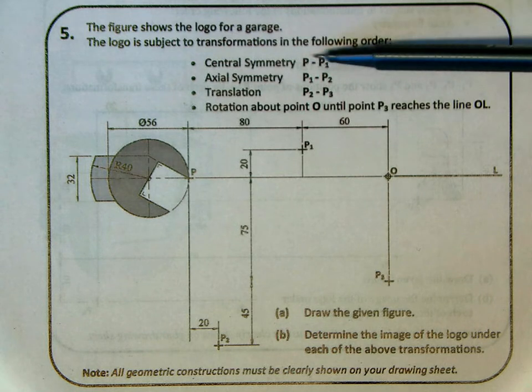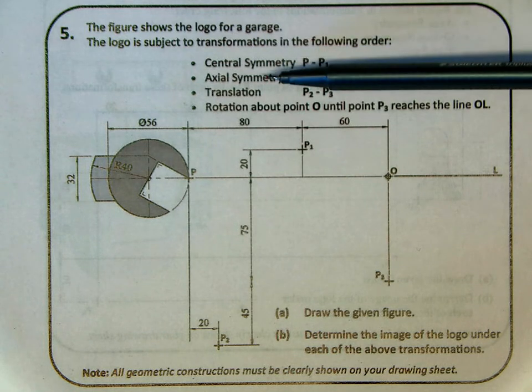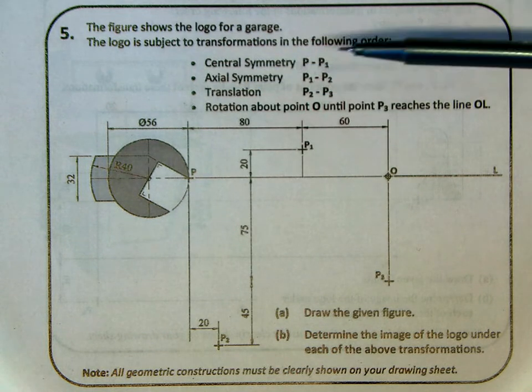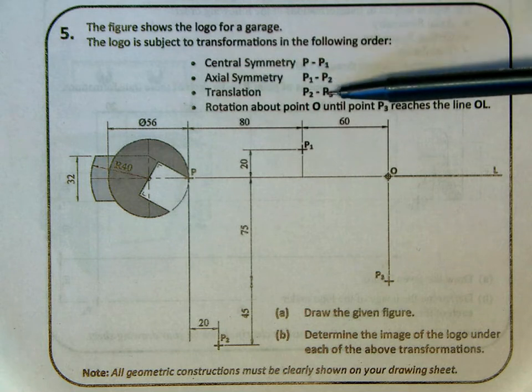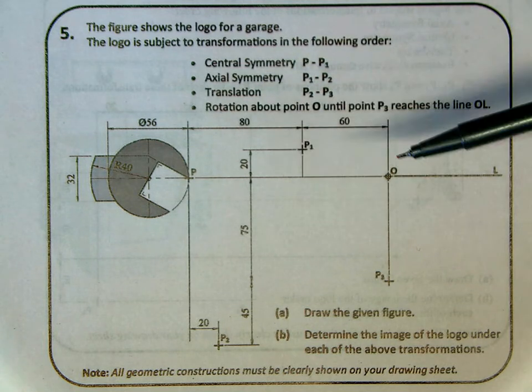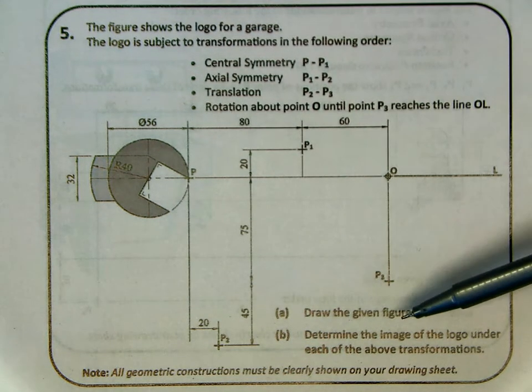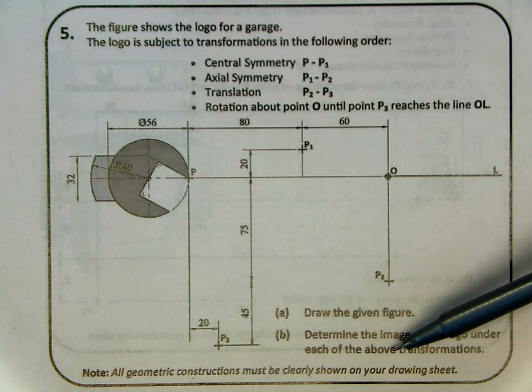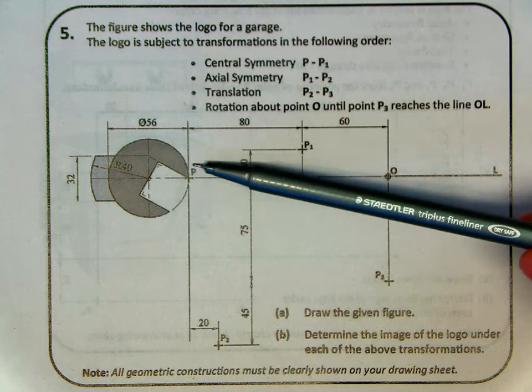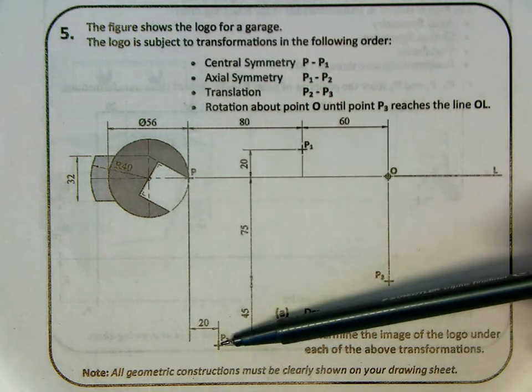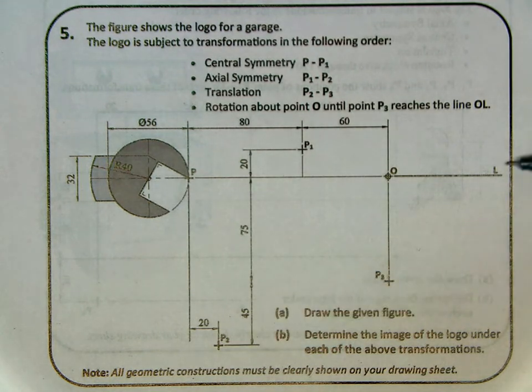So the first thing from P to P1 is central symmetry. After that, we have an axial symmetry from P1 to P2, translation from P2 to P3, and finally we're going to have a rotation from P3 up onto the line OL, but we'll do that towards the end. So part A of this question is to draw the given figure, and part B is to determine the location of the transformations in that order. So P is going to go to P1, then it's going to move down to P2, over to P3, and eventually it'll be swung onto P4.